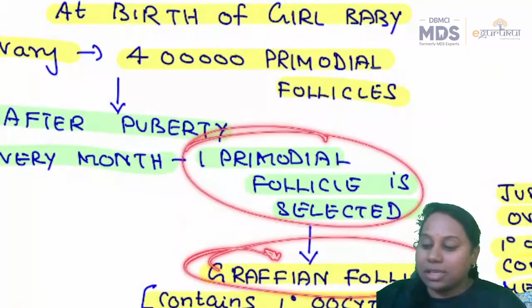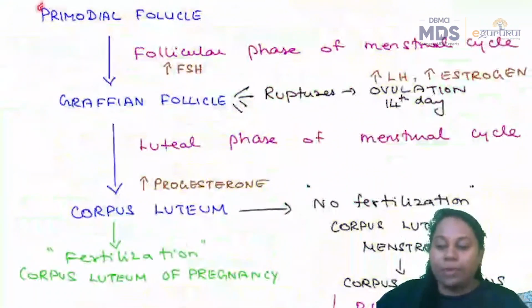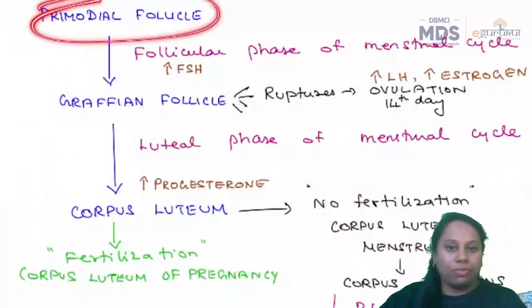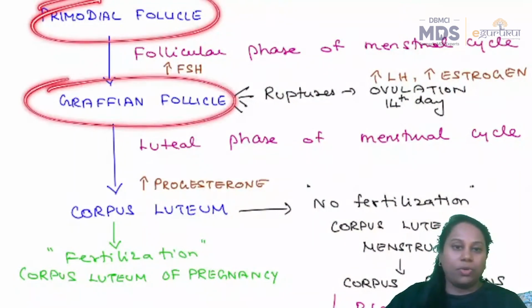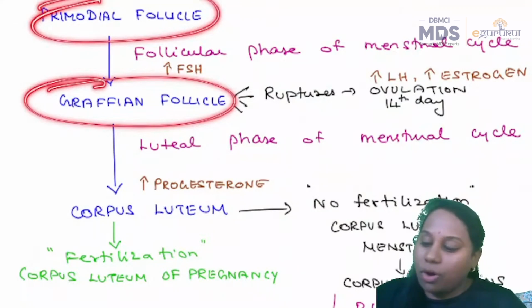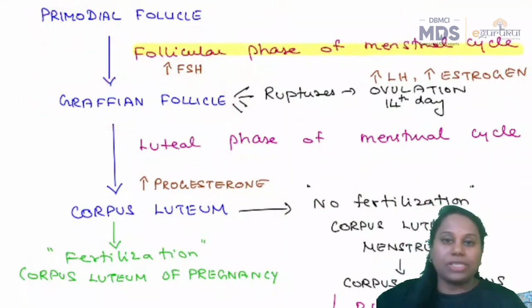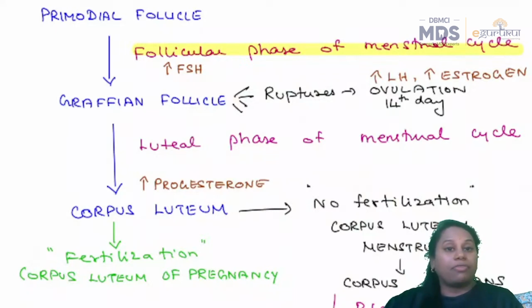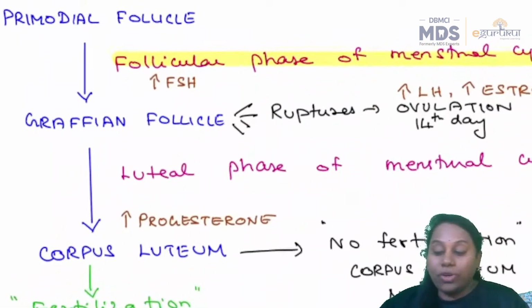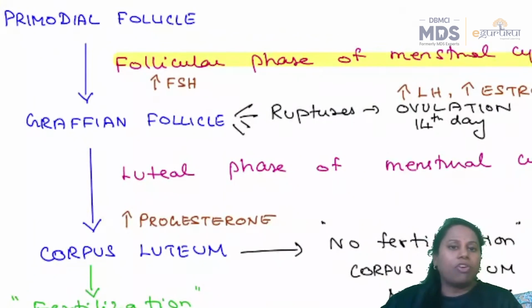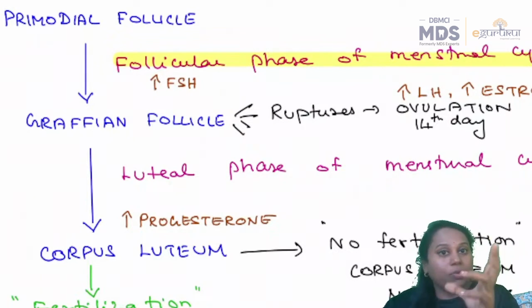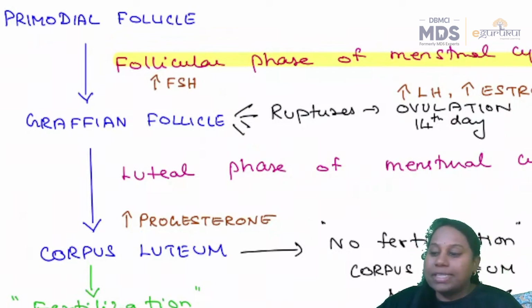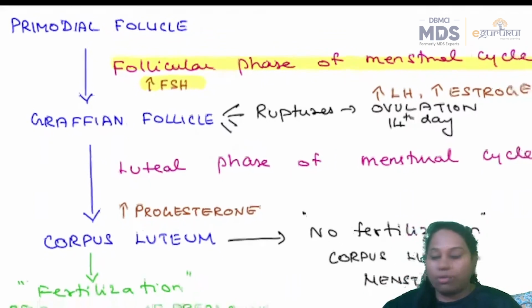So let's discuss the menstrual cycle. Every month one primordial follicle is selected and converted to Graafian follicle, and this is called the follicular phase of the menstrual cycle. What is the follicular phase? Formation of Graafian follicle is the follicular phase. Which hormone do you need for this? Obviously, follicle stimulating hormone, because you are going to form a Graafian follicle. So there is an increase in the levels of FSH, follicle stimulating hormone.